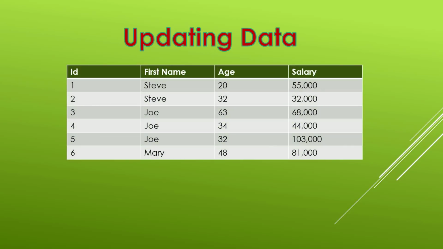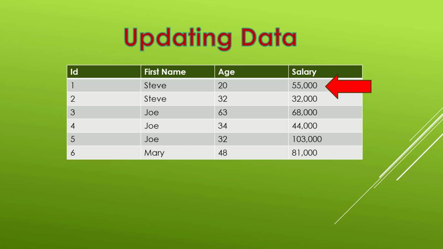So let's say that we have the following table. We have an ID column, a first name, an age, and a salary. But we soon realize that Steve, the one with an ID of 1, needs to have the salary increased to $60,000. So how do we do this?